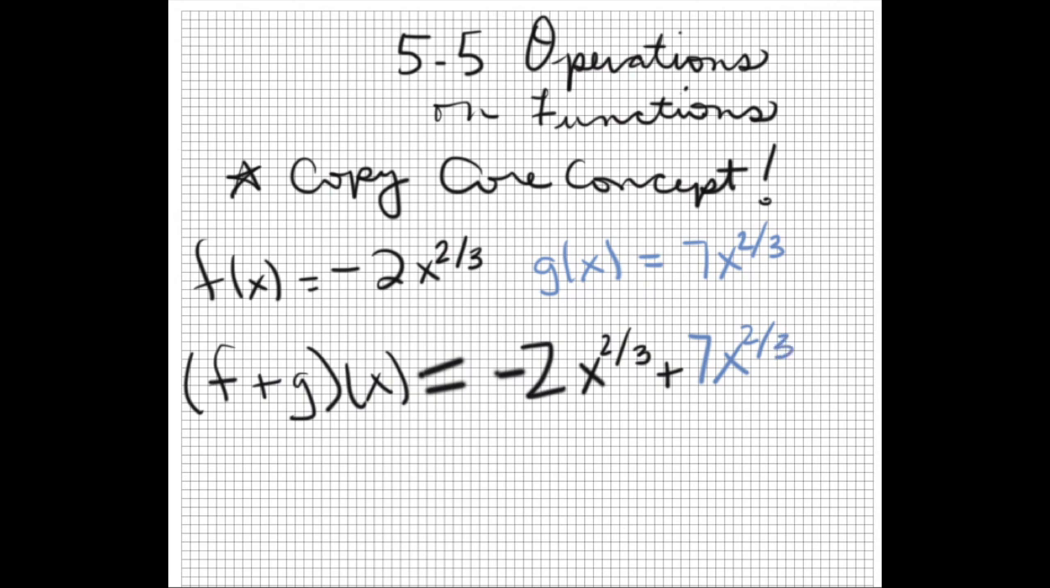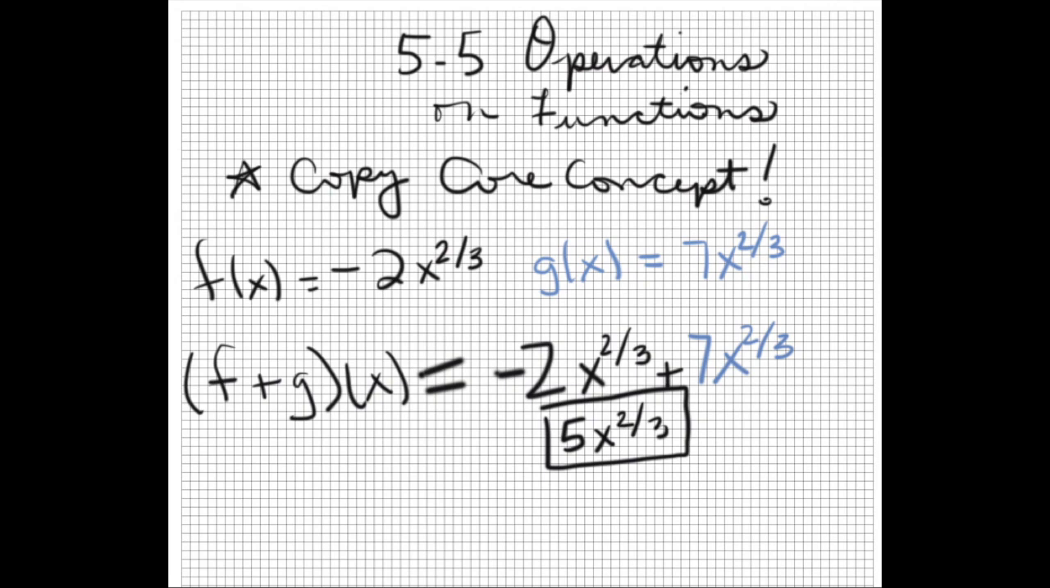When you're adding, as long as the exponents are the same, x to the 2/3, x to the 2/3, we can add those together, so it's pretty simple. Add the coefficients, negative 2 and 7, that makes 5x to the 2/3. And that is your answer.